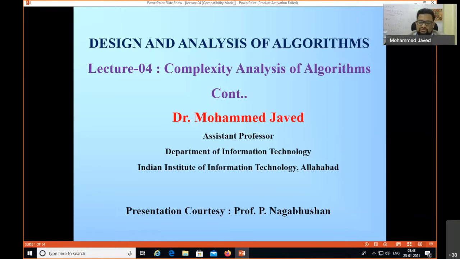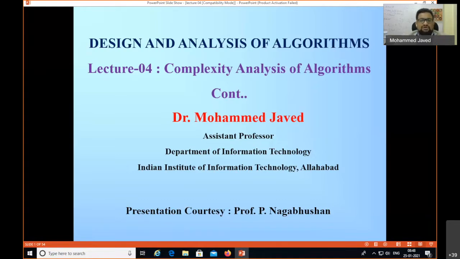Later, we will look into the asymptotic upper bound, asymptotic lower bound, and asymptotic tight bound. We will graphically see all these upper bound, lower bound, and tight bound. In simple terms, these are the best case analysis, worst case analysis, and average case analysis. Finally, we will derive the upper bound and lower bound for a typical sorting algorithm.